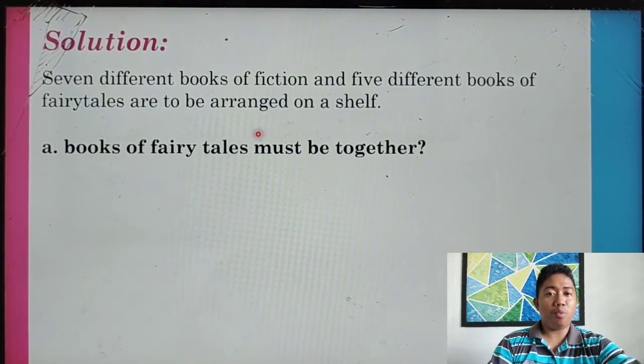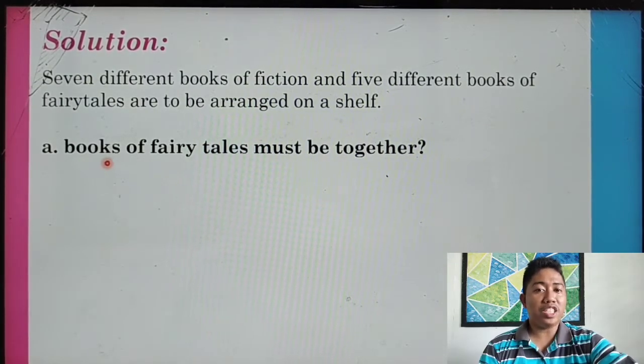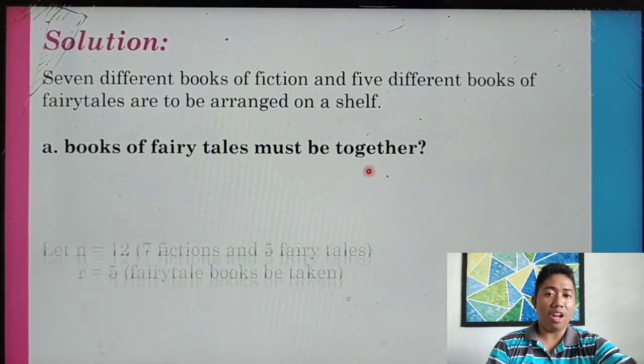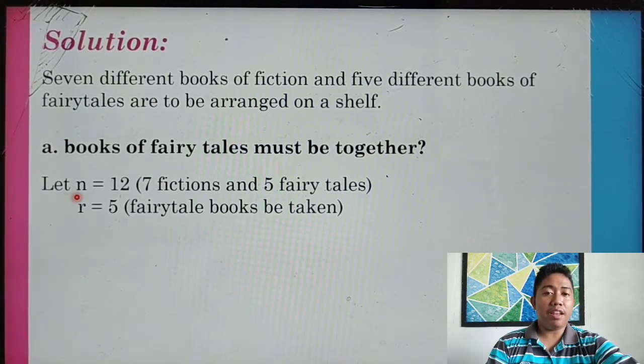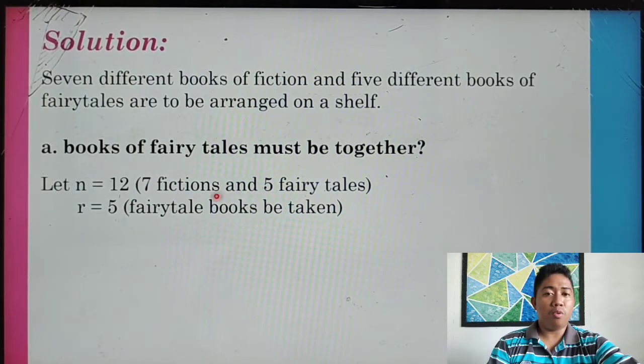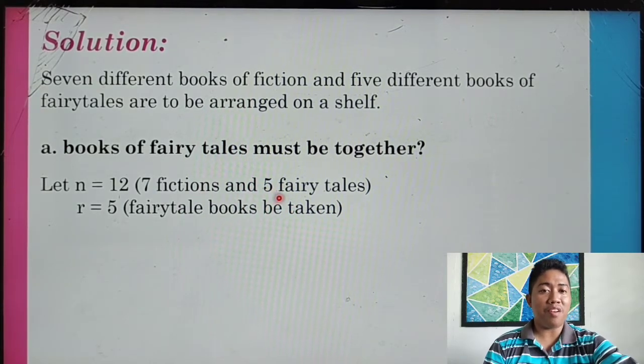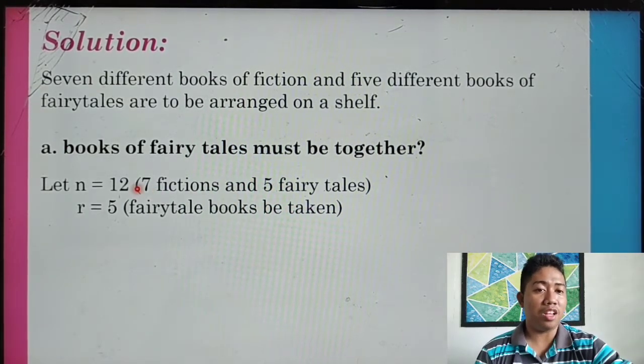So let us start with our question for letter A. We are looking for the number of possible arrangements where the books of fairy tales must be together. So all in all, we let n be equal to 12: 7 fictions and 5 fairy tales. Among the 12 books, we need to take 5. So why is the value of n equal to 12? Because we add 7 plus 5.